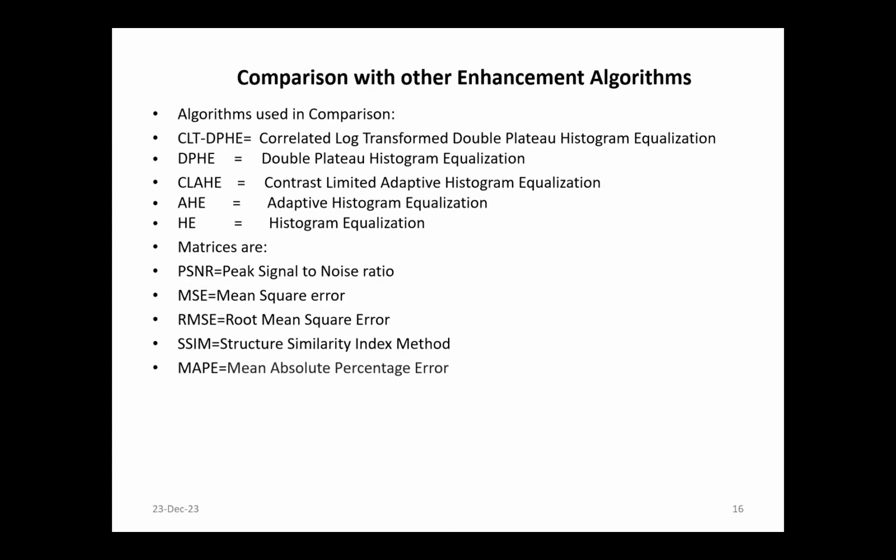We have compared with the available enhancement algorithms. For comparison of CLT DPHE, we have compared with DPHE, that is double plateau histogram equalization, contrast limited adaptive histogram equalization, AHE, that is adaptive histogram equalization, and finally histogram equalization. These are the different methods used for enhancement, and we have compared our results with those available in the literature. The metrics used for comparison are PSNR, that is peak signal to noise ratio, mean square error, root mean square error, structural similarity index method, and mean absolute percentage error.